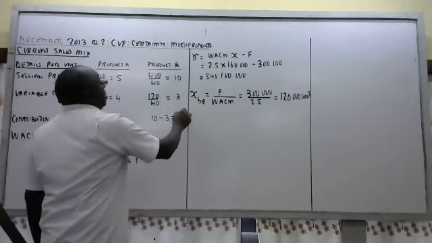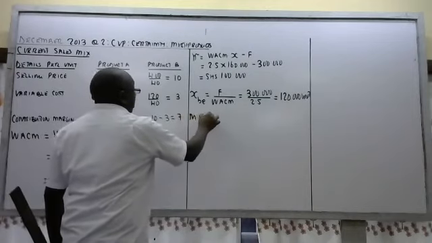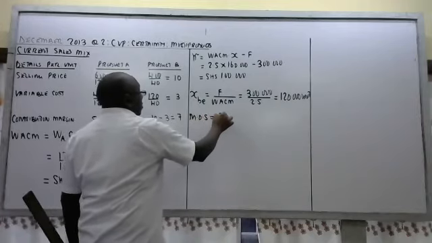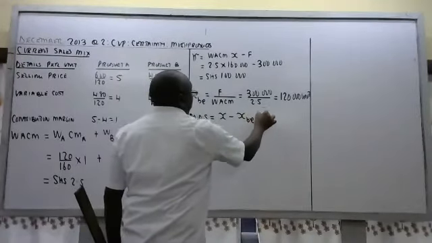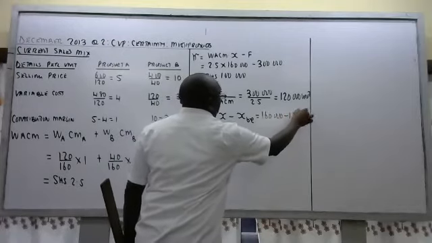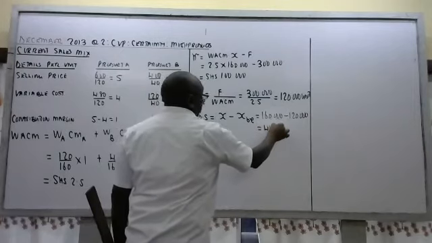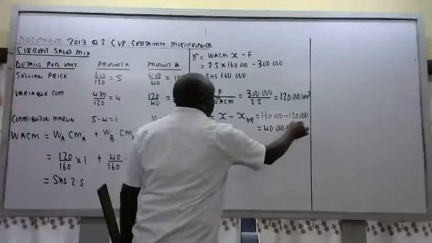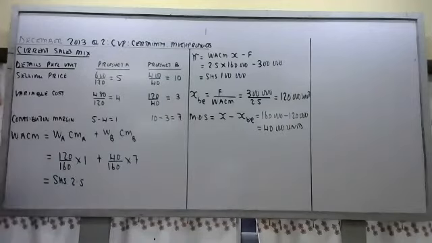So if you are told to get the margin of safety, we know it is X minus XBE. So this will be 160,000 minus 120,000, and that gives you 40,000 units.